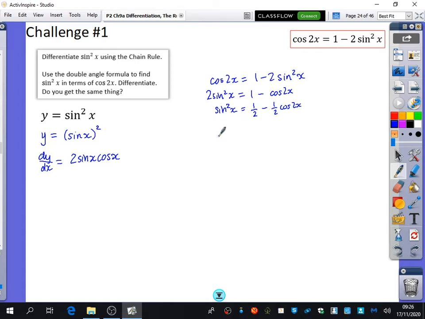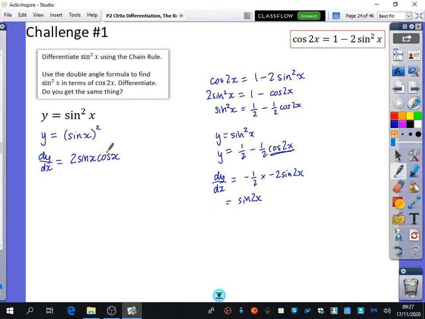So now, y is equal to sine squared x, actually y is equal to a half minus a half cos 2x. And we're now going to differentiate this and see what we get. When you differentiate a half, you get nothing. Then I'm going to leave that minus a half there for a second, and I just want to think about differentiating cos 2x. What does cos 2x differentiate to? Minus 2 sine 2x. So the negatives cancel, the half and the 2 cancel, and you get sine 2x.